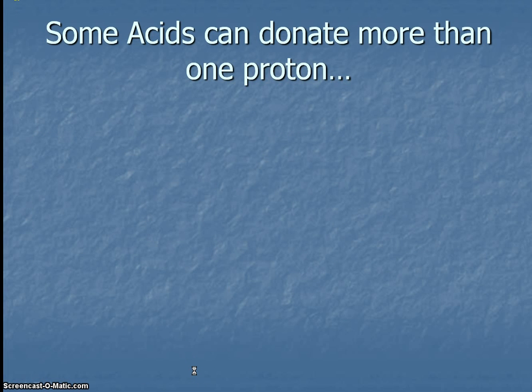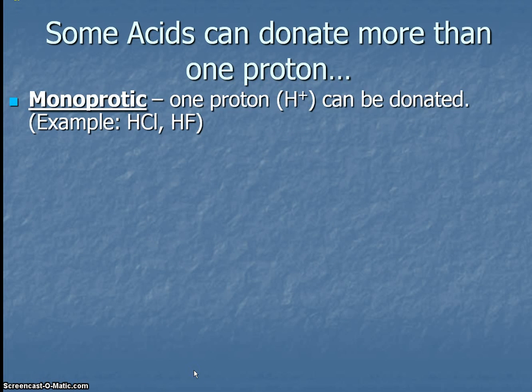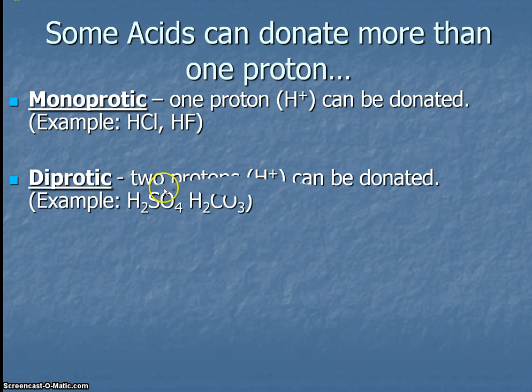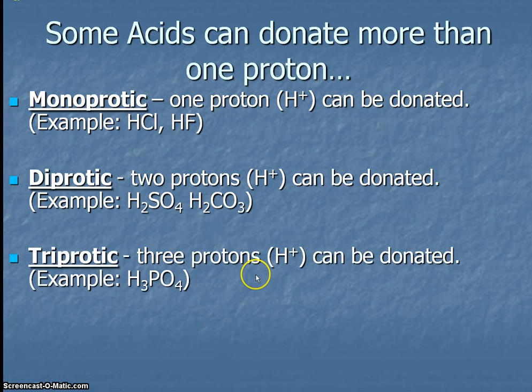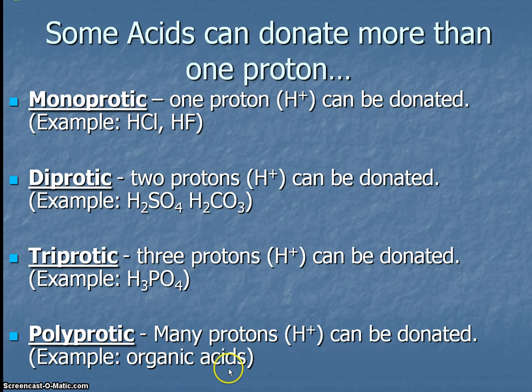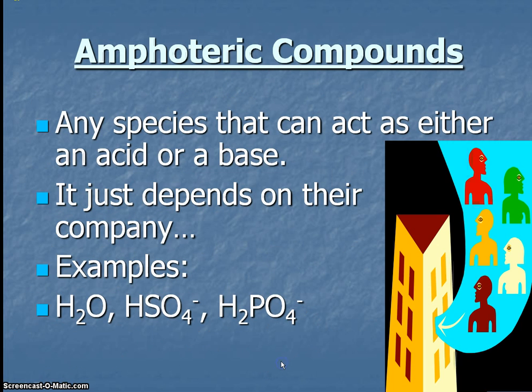Okay, some acids can donate more than one proton. One proton donated is called a monoprotic acid. That would be like hydrochloric acid or hydrofluoric acid. A diprotic means I can donate two, so like H2SO4 or H2CO3. A triprotic would be three. So for instance, phosphoric acid, H3PO4. Many of our organic acids are polyprotic, meaning they have many acid ends that could donate hydrogens.